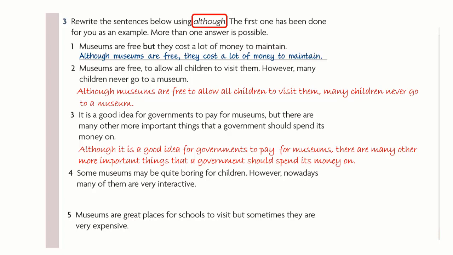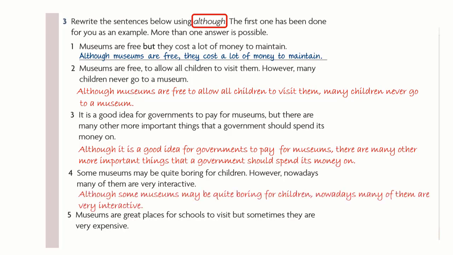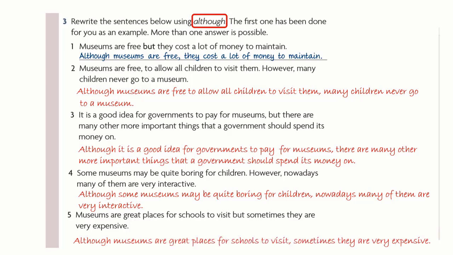Number 4. Some museums may be quite boring for children. However, nowadays many of them are very interactive. And your sentence with although is: Although some museums may be quite boring for children, nowadays many of them are very interactive. And number 5, museums are great places for schools to visit, but sometimes they are very expensive. And your sentence with although is: Although museums are great places for schools to visit, sometimes they are very expensive.